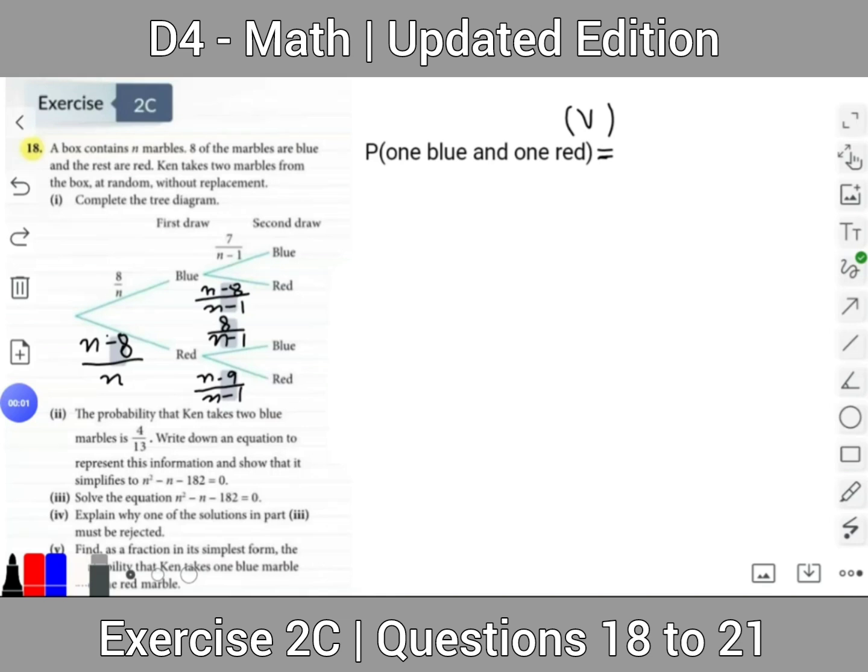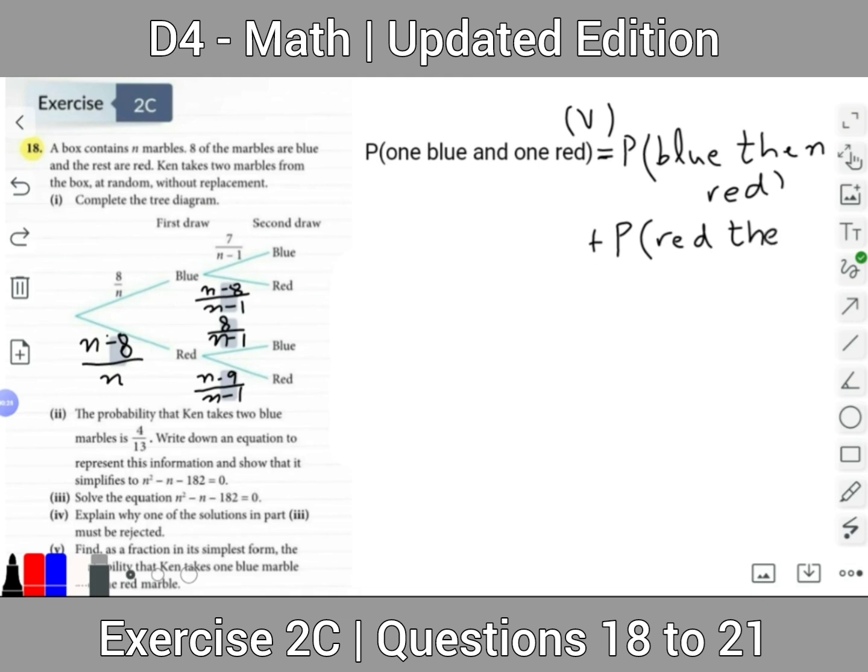In part 5, find as a fraction in its simplest form the probability that Ken takes one blue marble and one red marble. So here we have two possibilities. The first possibility is the probability of blue then red, plus the probability of red then blue.